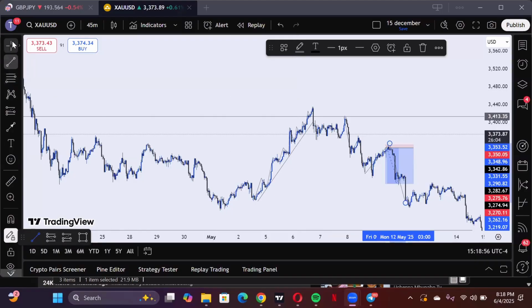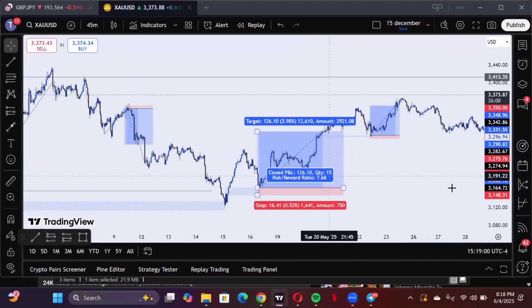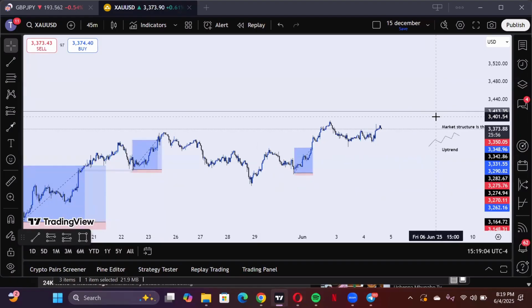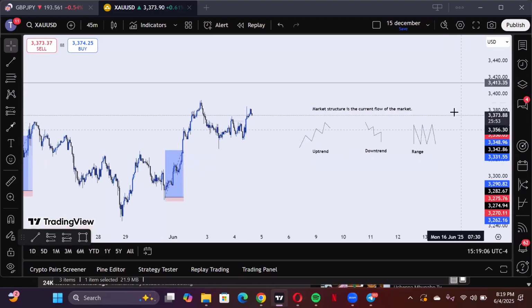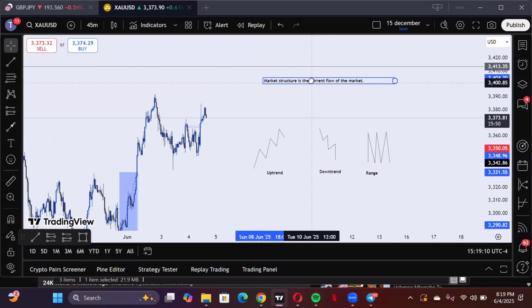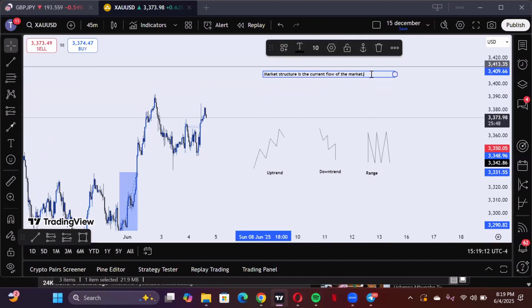Now, the two phenomena that we use to trade reversals and continuations, the one for reversal is what you call a market structure shift. What we use to trade market reversals is what you call a market structure shift. So market structure shift is basically an indication that the current trend the market is on is ending and the new one is about to begin in the opposite direction.